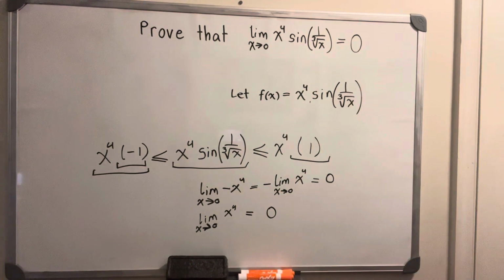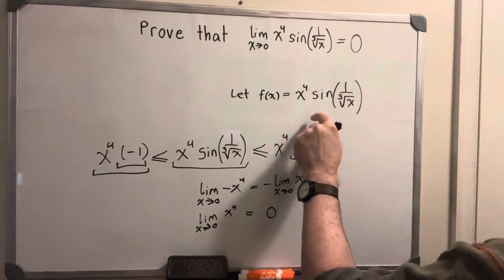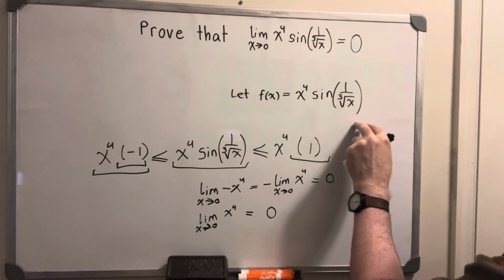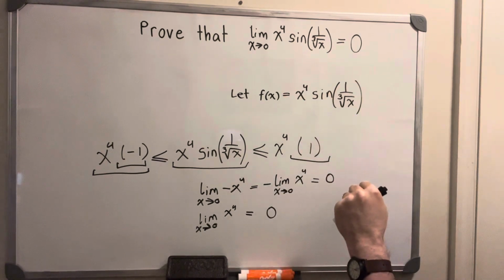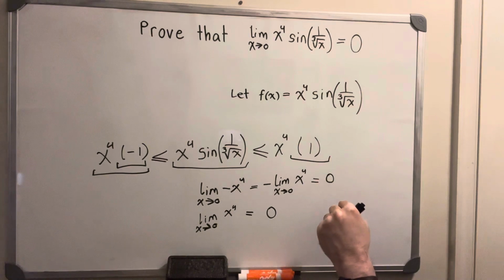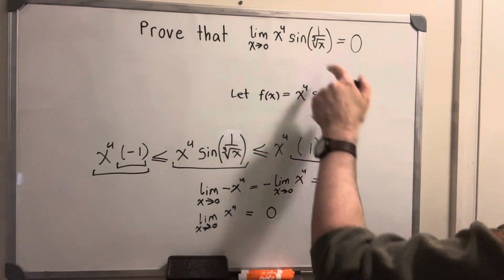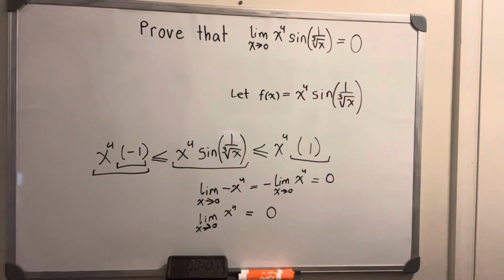So you proved that by finding a lower bound and an upper bound function that was easier to solve, and you found that they have the same limit, and therefore by the squeeze theorem it has the same limit. Squeeze theorem is a very useful theorem to use in solving difficult limits.